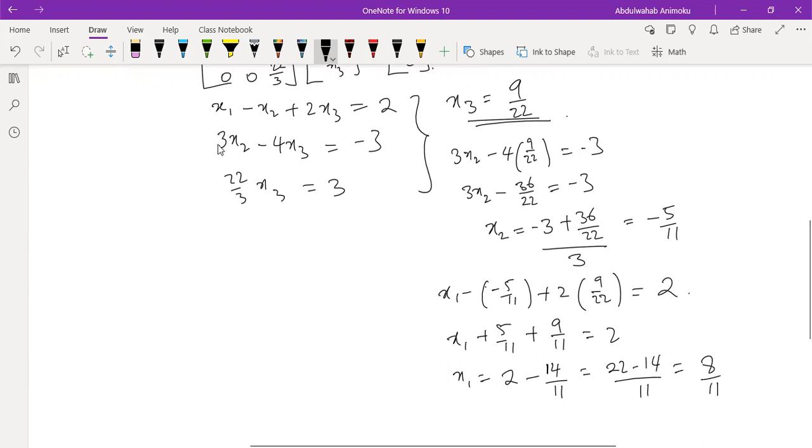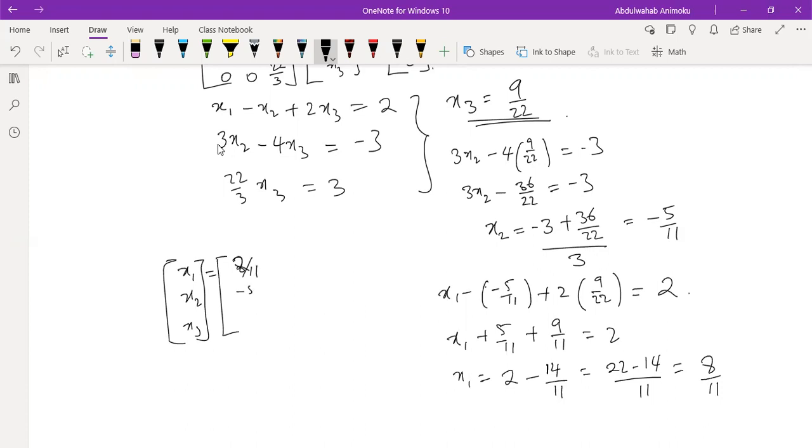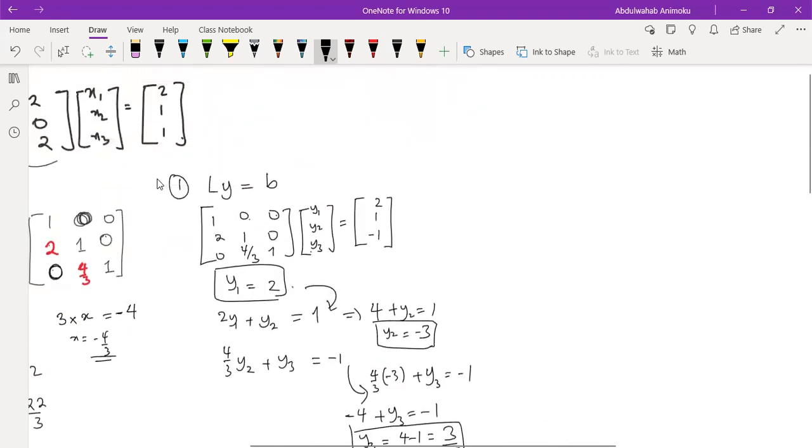Therefore, you'll have a solution set x1, x2, x3 as 8 over 11, minus 5 over 11, as well as 9 over 22. So that solves this problem. And that's how you use LU decomposition to solve this problem.